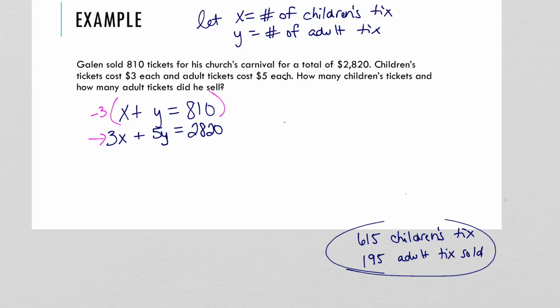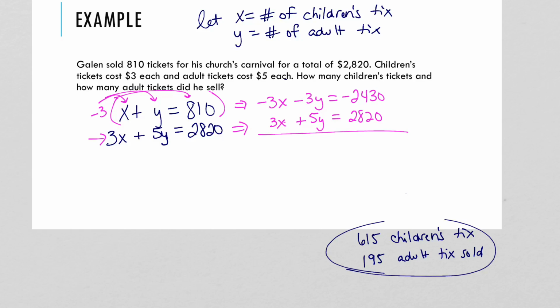So check this out. Whenever I multiply each and every term by -3, I get -3x minus 3y equals -2430. I am just rewriting this equation right here. Alright, so now watch this. I'm going to add these two equations together, and whenever I add this and this, I get 0. That's what we wanted. We wanted to create 0 there.